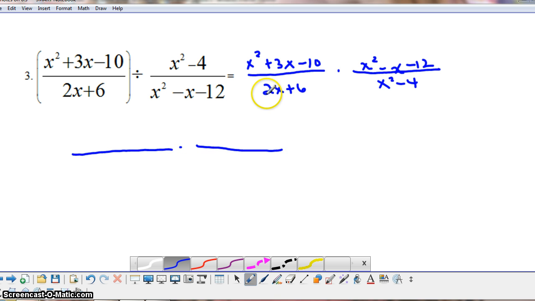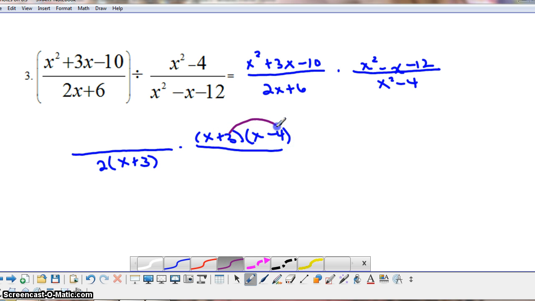Here I have a greatest common factor of 2. So I remove that and we would be left with x plus 3. And I'm thinking x plus 3 might be a factor here. Let's see, x plus 3 times x minus 4. I can do a quick check here.